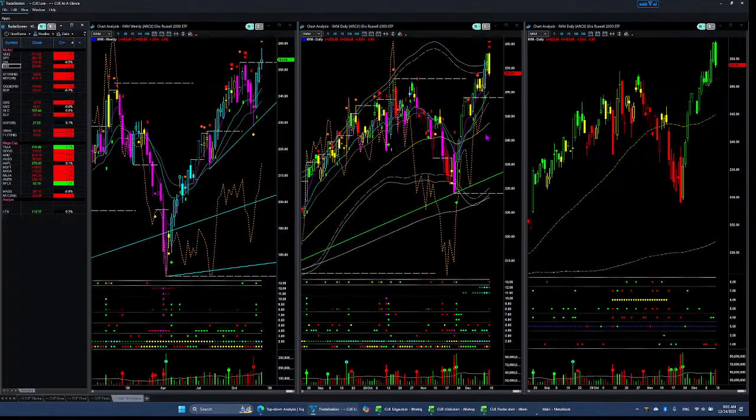IWM, again it is outperforming the market, created a new all-time closing high for the week. On Thursday, it created a new all-time closing high. Friday price came down, and interestingly, it has a bearish headwind as well as a bear release signal on Friday.